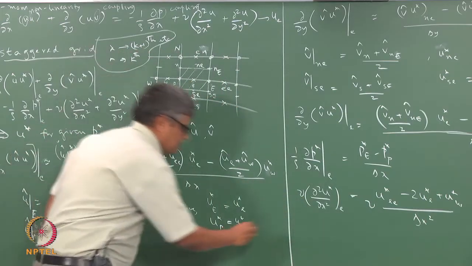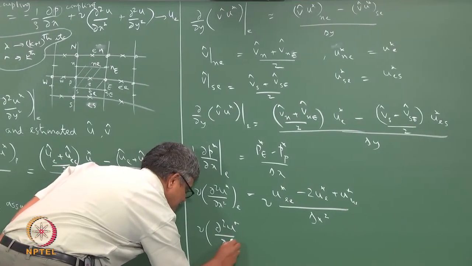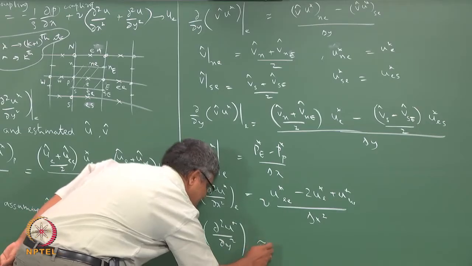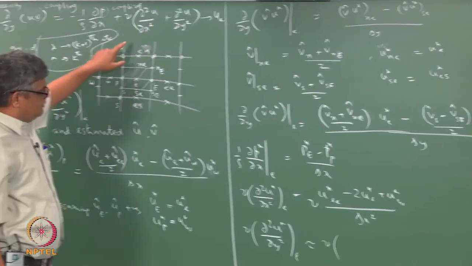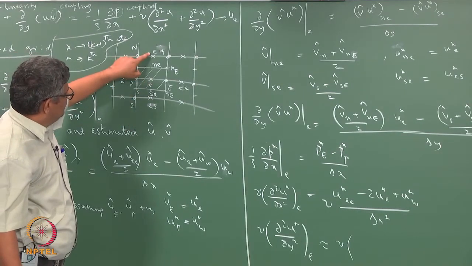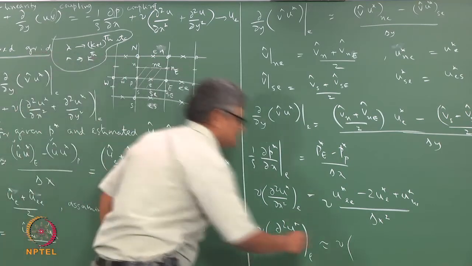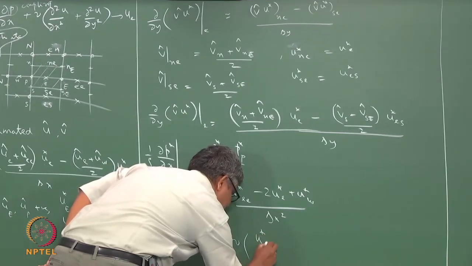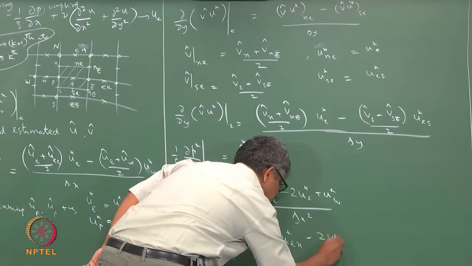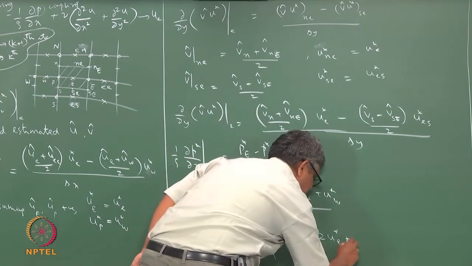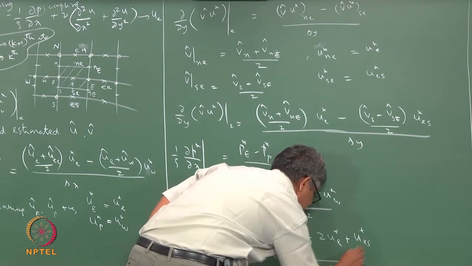Similarly, we can write nu times dou square u star by dou y square at E as follows. In this particular case we have y variation. So we make use of this minus 2 times this plus this. So we can write this as u star EN minus 2 u E star plus u star ES divided by delta y square.